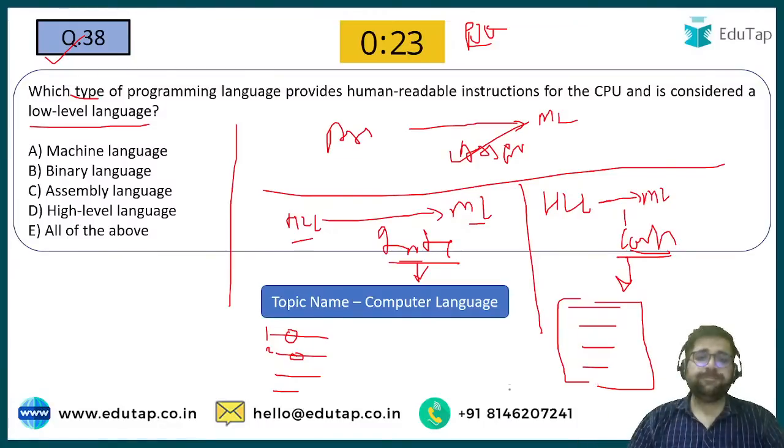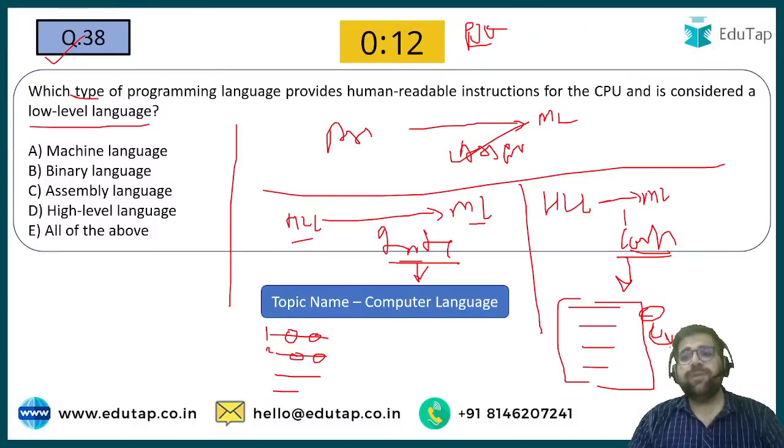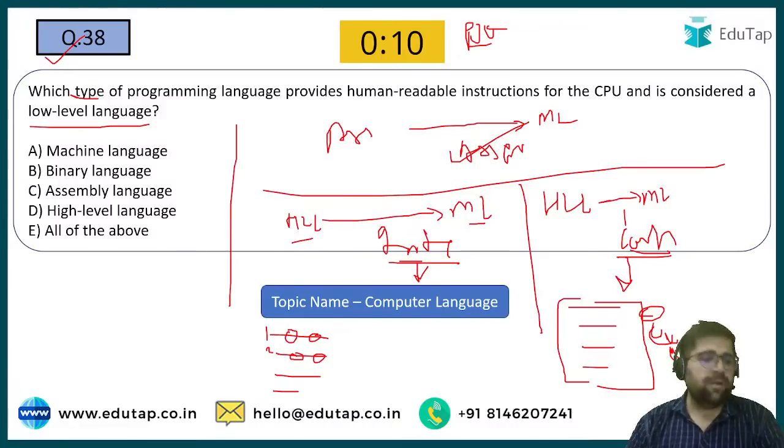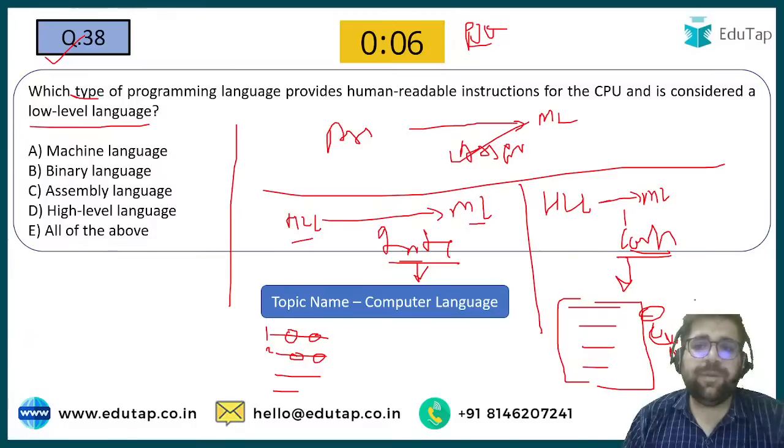I again repeat. Under an interpreter, the computer, or rather the language translator, will tell you mistakes line by line. But under a compiler, all the mistakes will be given to you in one single form. So you have to remember this is the difference between your interpreter and compiler.